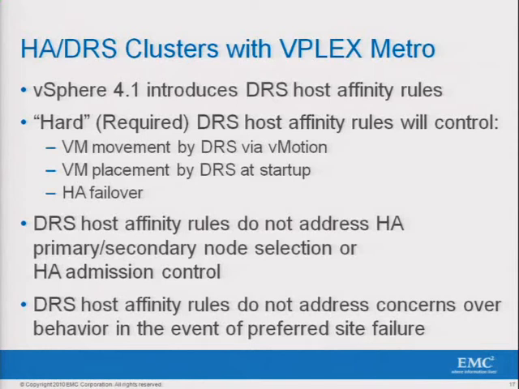It does control VM movement via DRS. It does control placement via DRS. It does control HA failover to a certain extent, although if the entire site goes down, HA will violate those rules to bring the VMs up on the other site. Even though you said Site A VMs must run on Site A, if it loses all the Site A hosts, it will bring them up in Site B. But it doesn't address the primary, secondary node selection, and it doesn't address the behavior of the admission control.